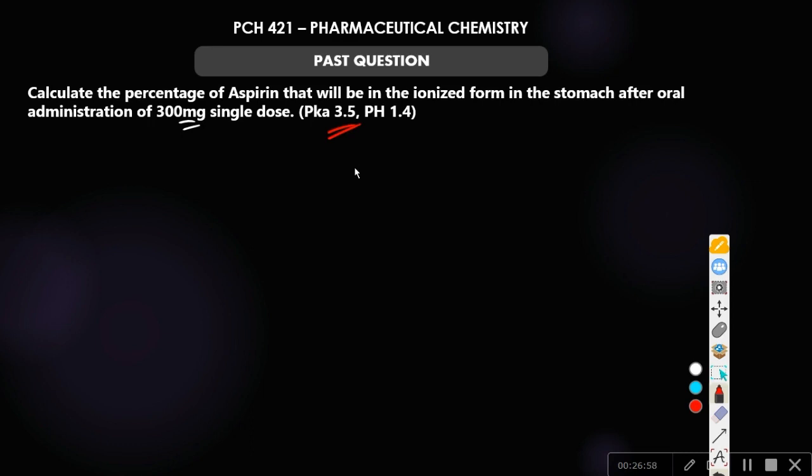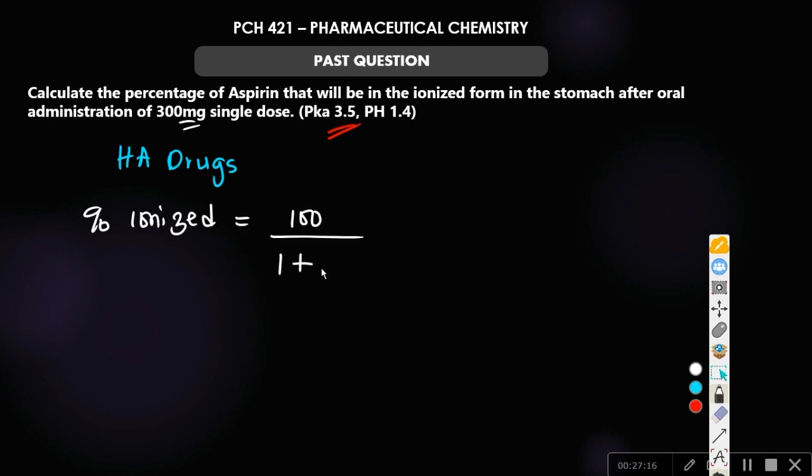It tells us that we are going to use the formula for HA drugs, right? And then the percentage ionized for HA drugs. What do you say the formula is? Percentage ionized for HA drug will be 100 divided by 1 plus 10 raised to the power of pKa minus pH. So that at the end of the day, this gives us 100 divided by 1 plus 10 raised to the power of... What is the pKa of aspirin?